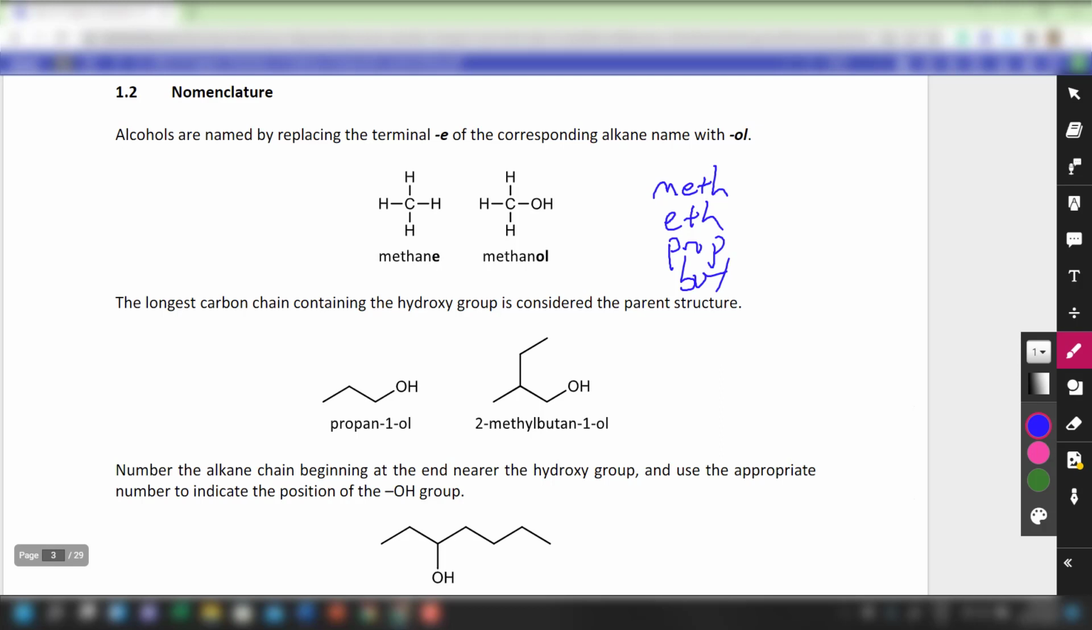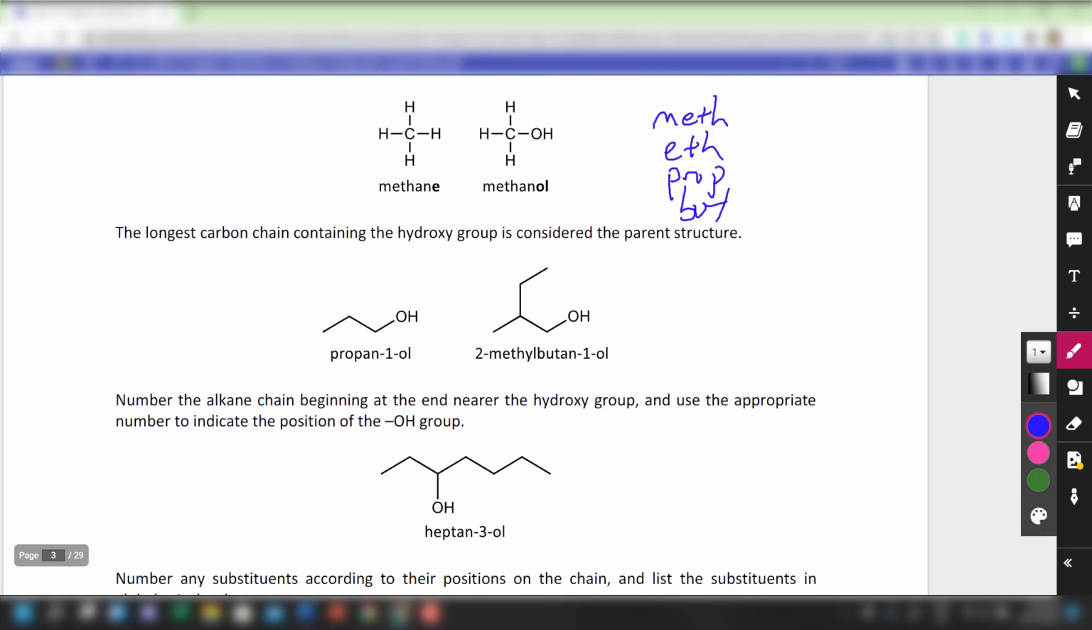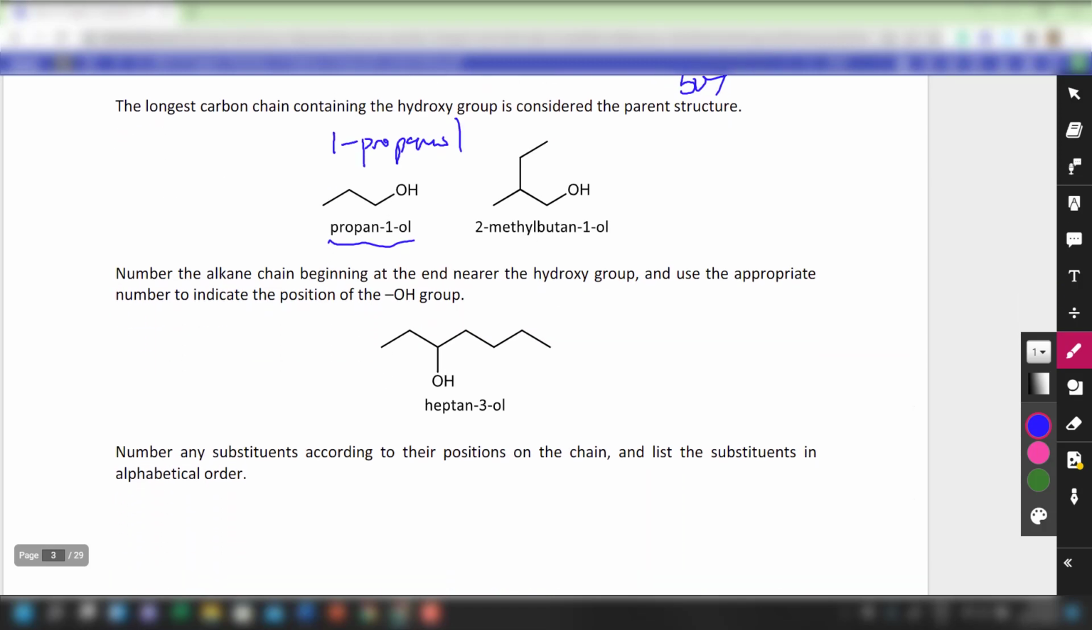So there are different ways. There's another way of naming this. Instead of propan-1-ol, you can call it 1-propanol. So it's really up to you how you want to name it. But propan-1-ol is the easier way to understand the naming. Okay, so I'll just move on.